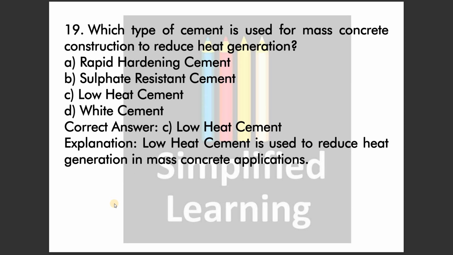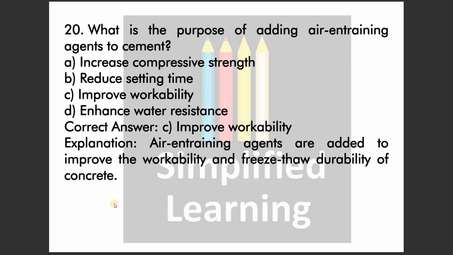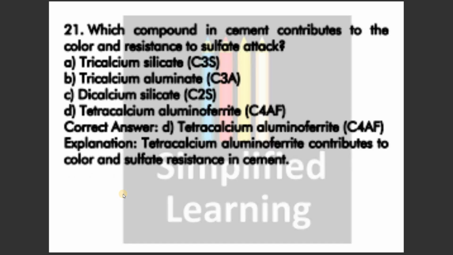Then, which type of cement is used for mass concrete construction to reduce heat generation? We are going to use low heat cement for reducing heat generation whenever we are going for mass concreting, just like dams or some masonry structures. Then, what is the purpose of adding air-entraining agents to cement? In order to improve the workability, we add air-entraining agents.